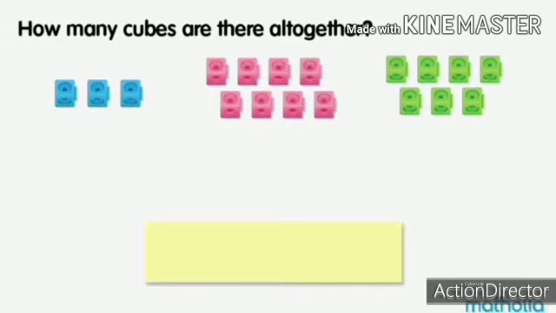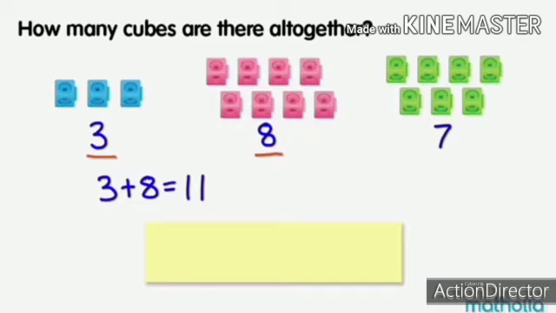Let's take one more example. How many cubes are there altogether? There are 3 blue cubes, 8 pink cubes, and 7 green cubes. Let's add the first two numbers, that is 3 and 8. 3 plus 8 is equal to 11.